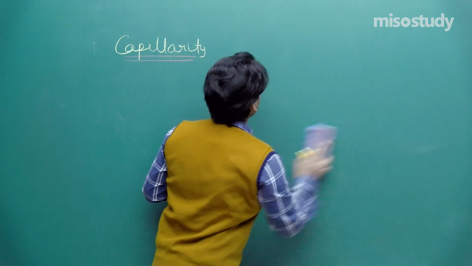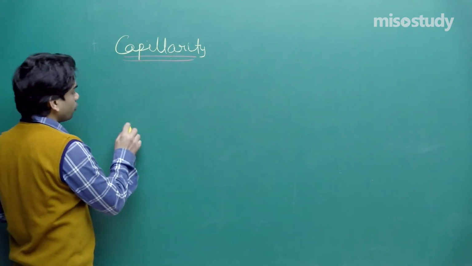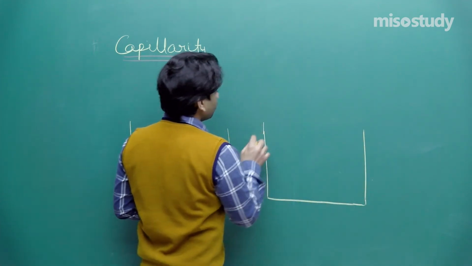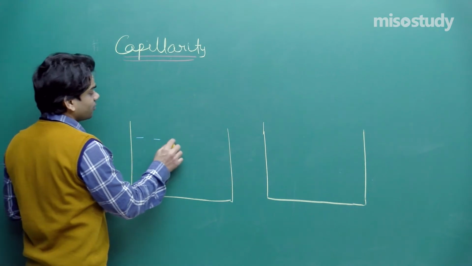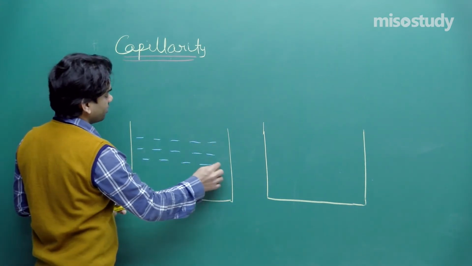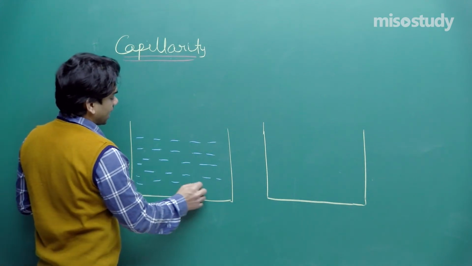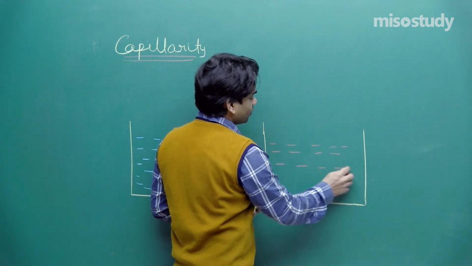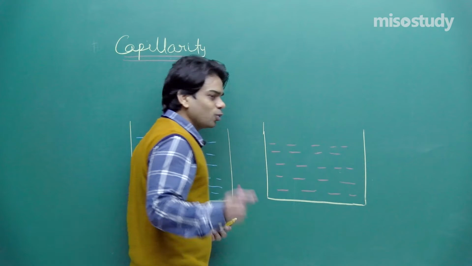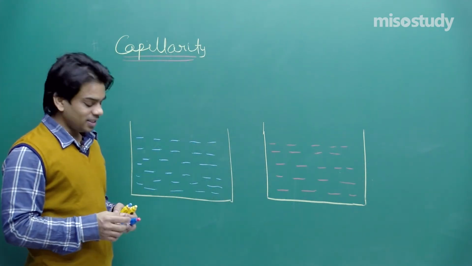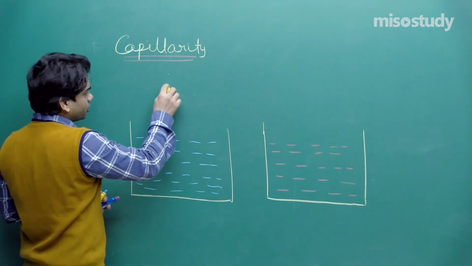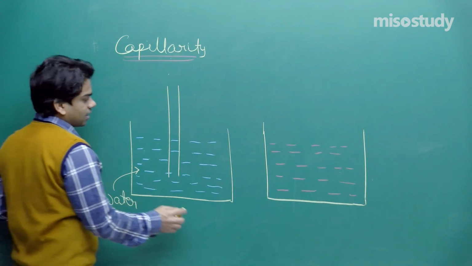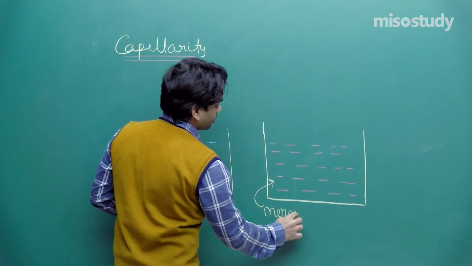If you take a glass tube and two tumblers, one you fill with water, one you fill with mercury, what will you observe? Let's say I have taken two tumblers. In one I have filled water and in the other mercury. Hope you can easily understand what we are referring to. Now take two capillary tubes and immerse them in both the liquids. This is water, and here you have taken mercury, remember.